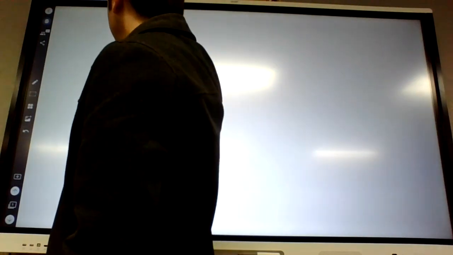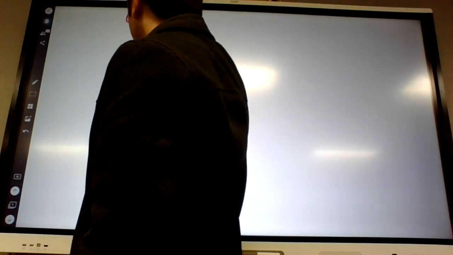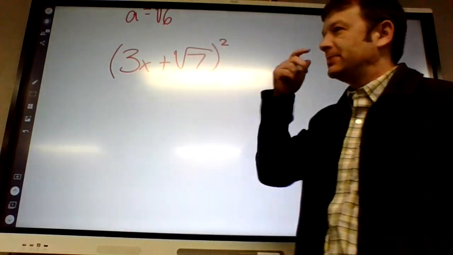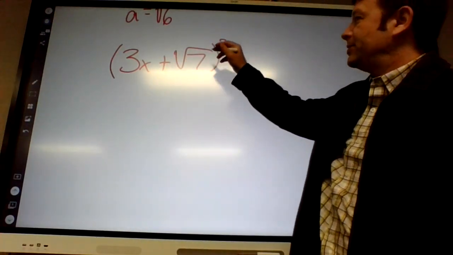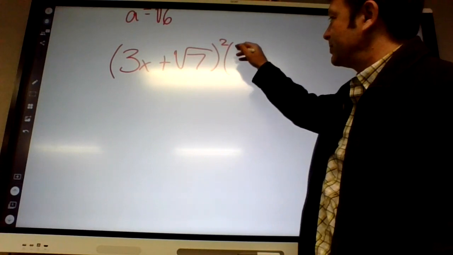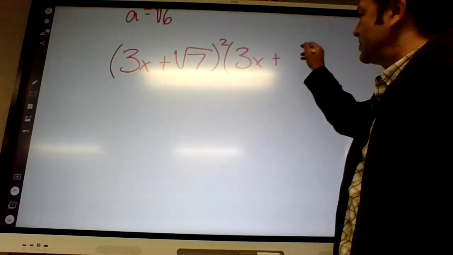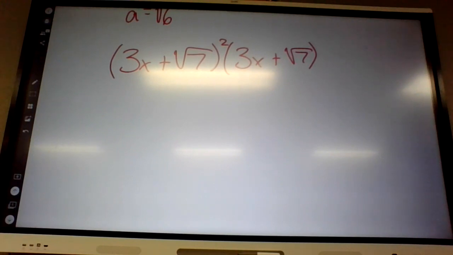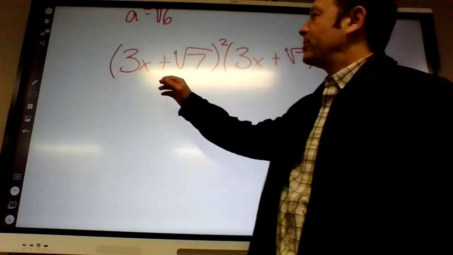3x plus square root of 7 squared. Okay, can we just square each term individually? No, you have to do 3x plus square root of 7 times 3x plus square root of 7. All of it times all of it. So, it's a FOIL problem, yes.